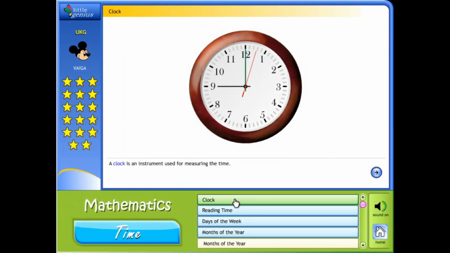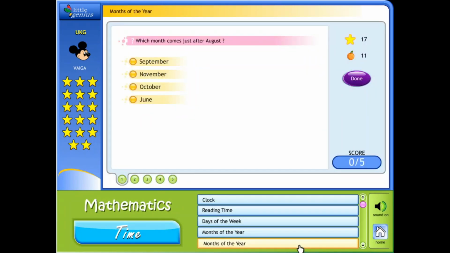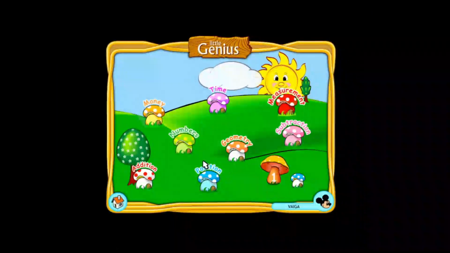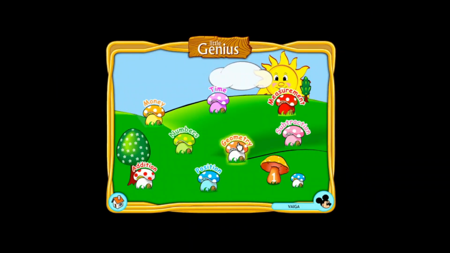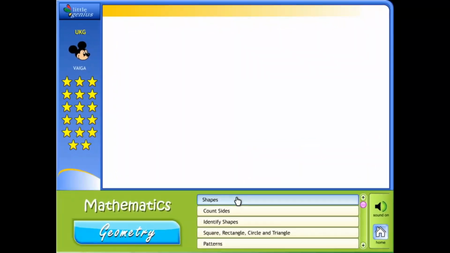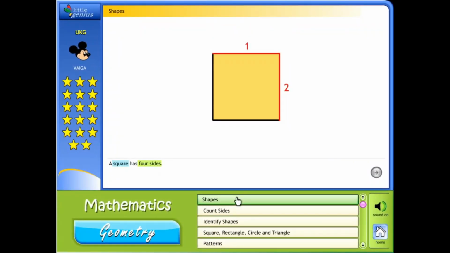Clock. A clock is an instrument used for measuring the time. Shapes. A square has 4 sides.